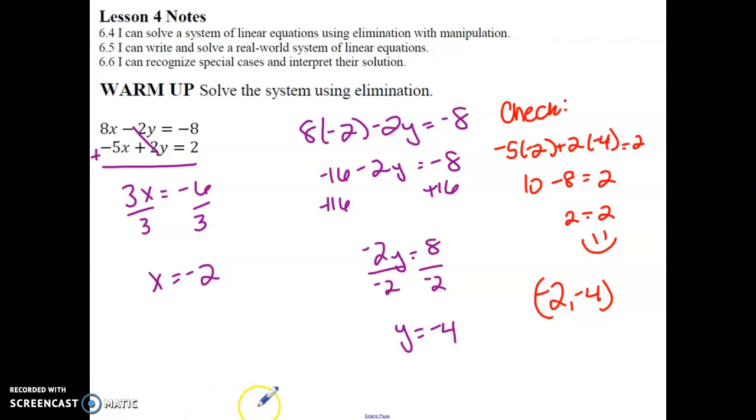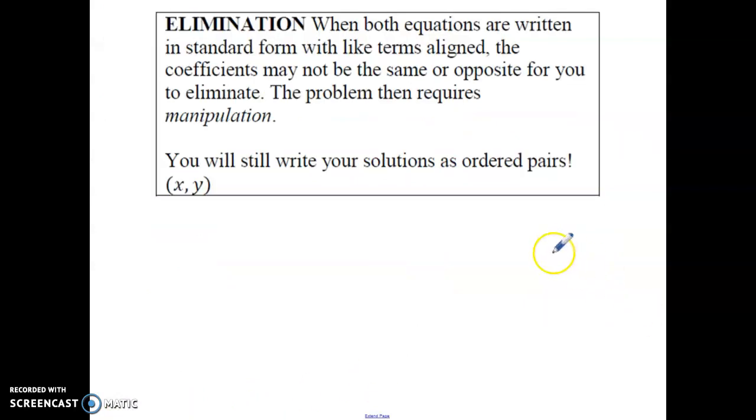We are actually going to move on and talk about elimination a little bit more. Sometimes you cannot cancel right away, but we're going to try to make it so that we can.